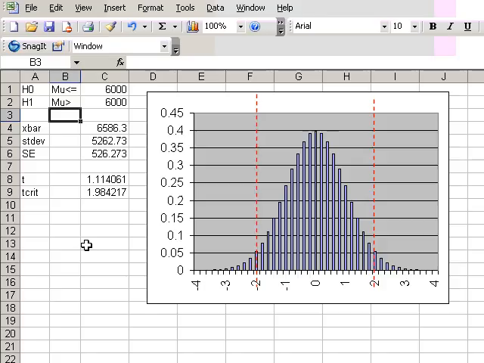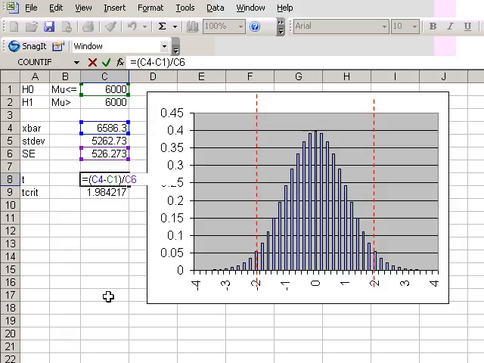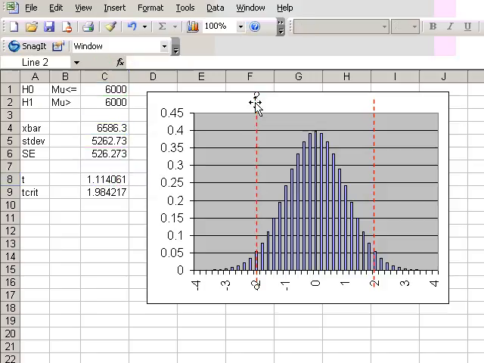Now, if we say that the alternative is that the mean is greater than 6,000, and we're calculating our t-test as the sample mean minus our hypothesized mean of 6,000 divided by the standard error, any value that would lead us to reject H0 must be a positive value. And this means that the red line here is irrelevant, so I'm going to get rid of it.